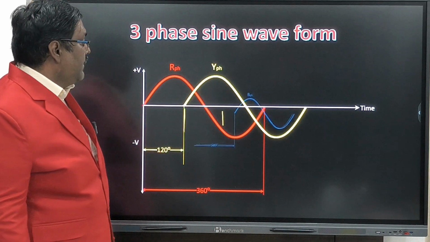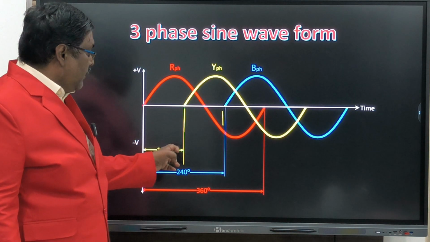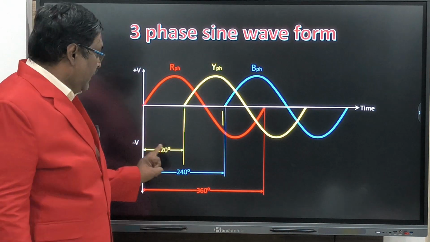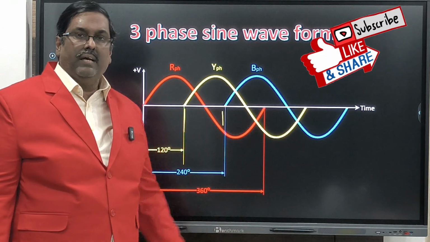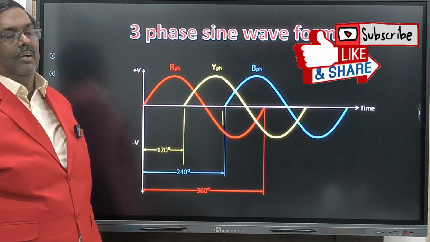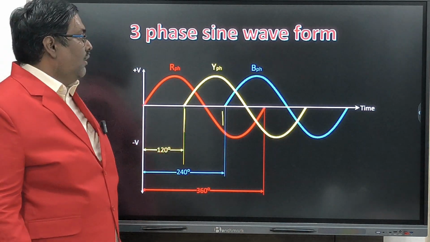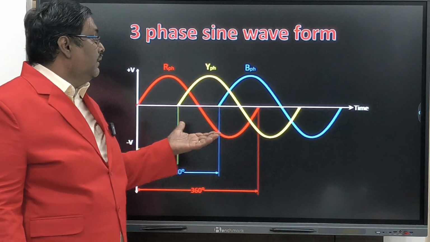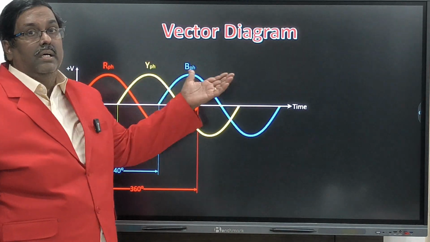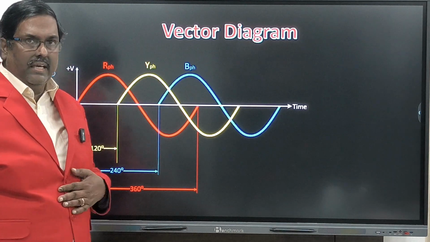Okay. Now the third phase will become like this. Now you see, first phase, then second phase with 120 degree delay, third phase with 240 degree delay, and again a new cycle has started. Got it? Very simple. A 3-phase diagram will be like this only. So now we will see furthermore how to change this pattern into the vector diagram. Already I told you, phasor and vector are both the same only.